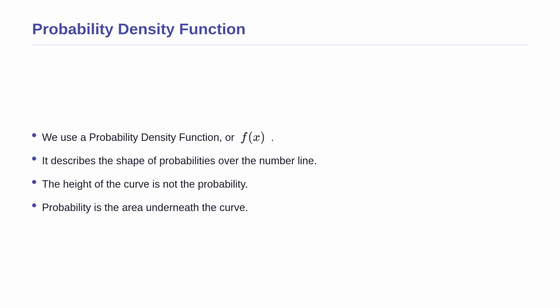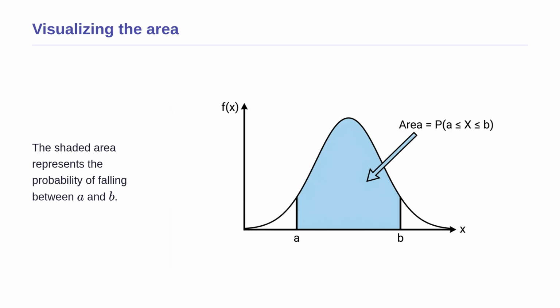This brings us to how we actually calculate these range probabilities. To find the probability of a continuous random variable falling in a range, we use a special curve called a probability density function, often written as f of x. This function describes the shape of the probabilities over the number line. But be careful here. The height of this curve at any given point does not give you the probability directly. Instead, the probability is represented by the physical area underneath the curve between two specific points. Let us visualize this concept.